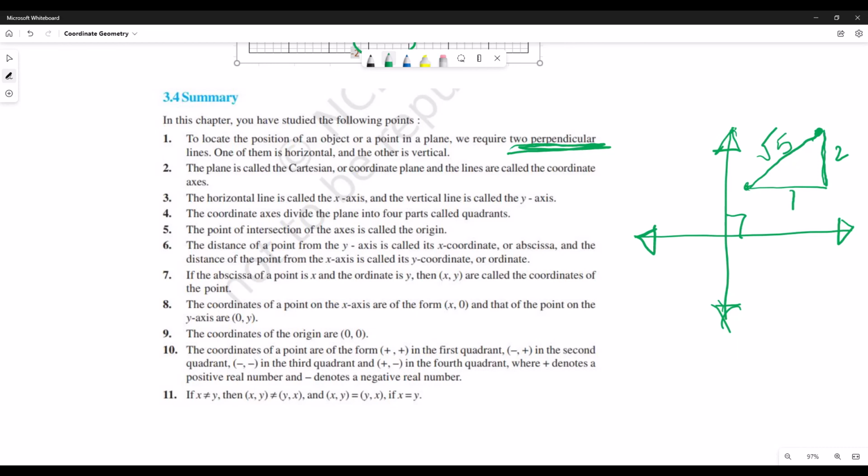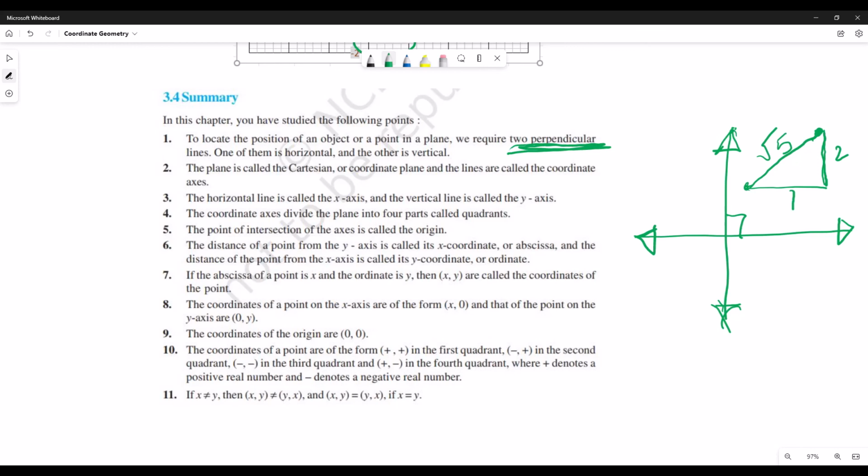So to locate the position of an object or a point in a plane, we require two perpendicular lines. One of them is horizontal and the other is vertical. The plane is called the Cartesian or coordinate plane, and the lines are called the coordinate axes. So this is the definition. The horizontal line is called the x-axis and the vertical line is called the y-axis. The coordinate axes divide the plane into four parts called quadrants. The point of intersection of the axes is called the origin.